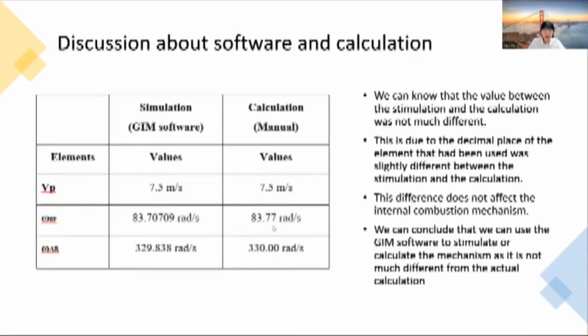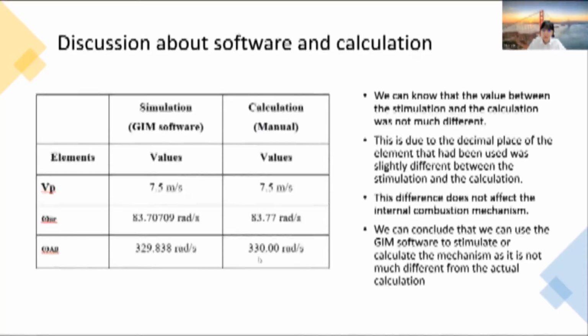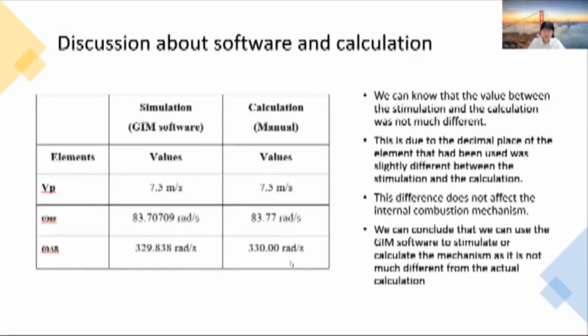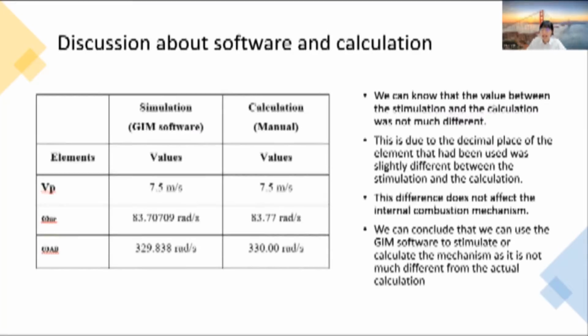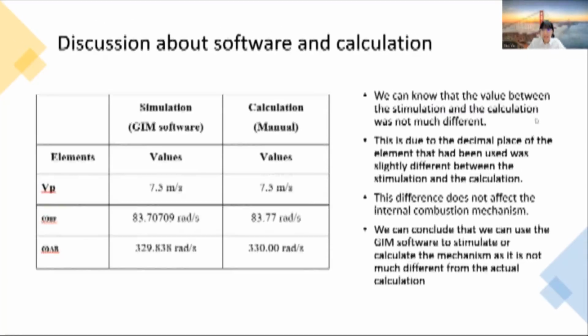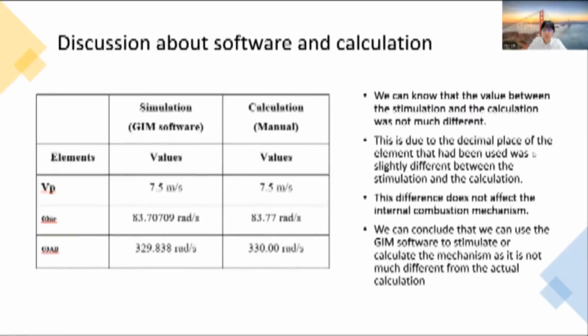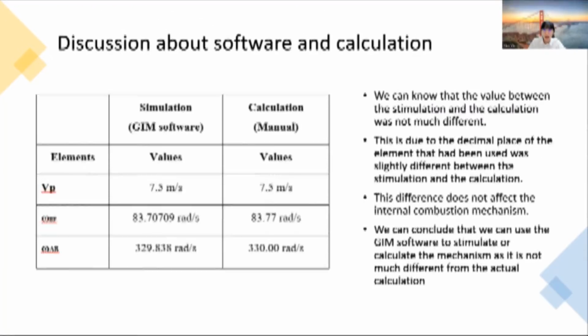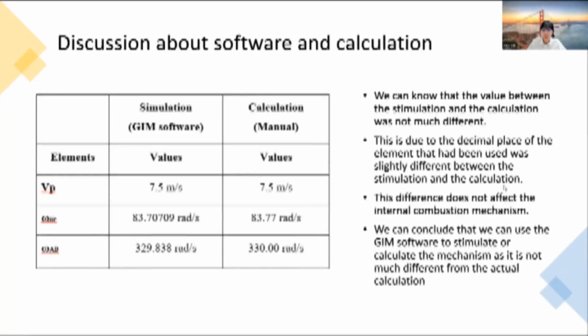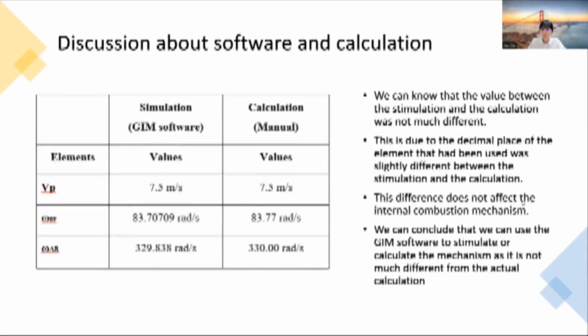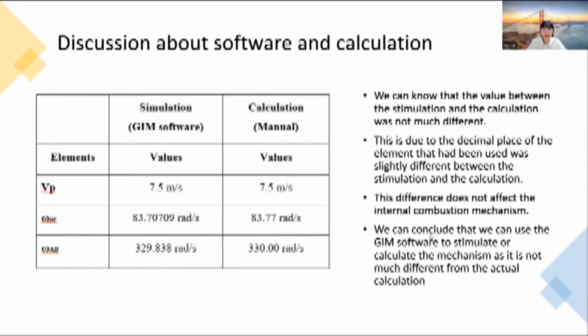So from the table below, we can see that the values between the simulation and the calculation are not much different. This is due to the decimal places used being slightly different between the simulation and the calculation. This difference does not affect the internal combustion mechanism. Last, we can conclude that we can use the GYM software to simulate or calculate the mechanism, as it is not much different from the actual calculation.